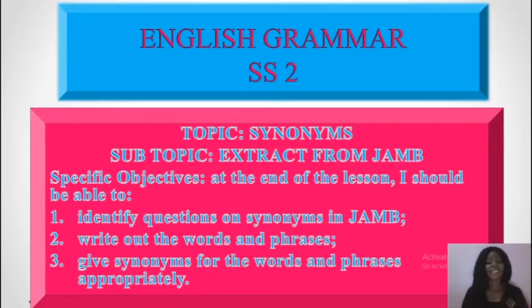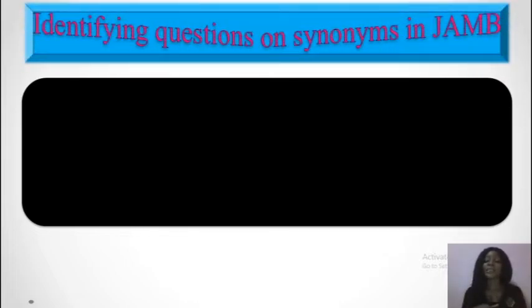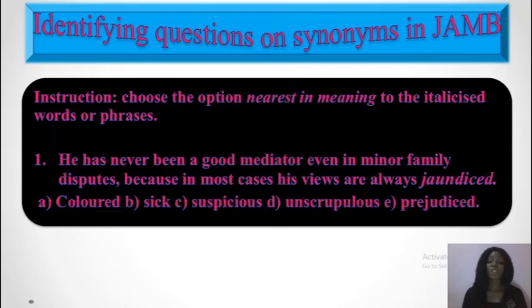Now let's go over to identifying questions on synonyms in JAM. Now the first thing you see when you get to the part of lexicon structure after the antonyms, the next thing you see is the synonym. And the first thing you see there is the instruction. Now the instruction actually appears in this manner. Choose the option nearest in meaning to the italicized word or phrase.